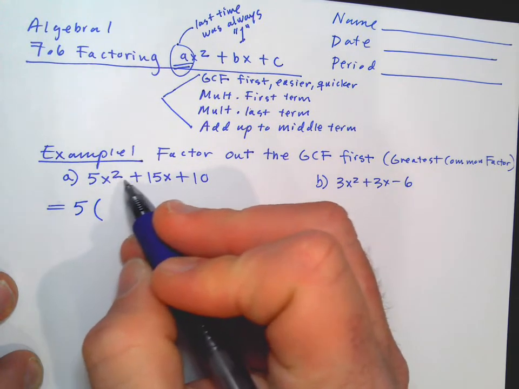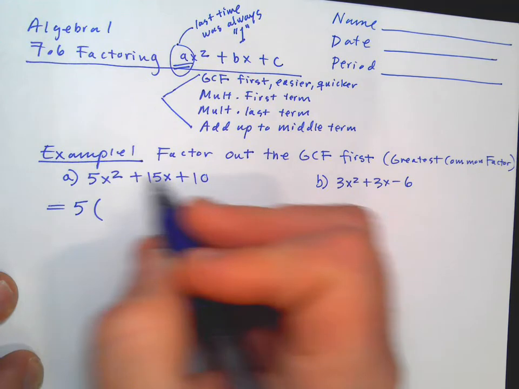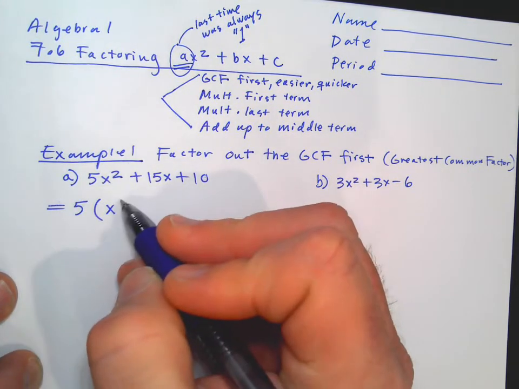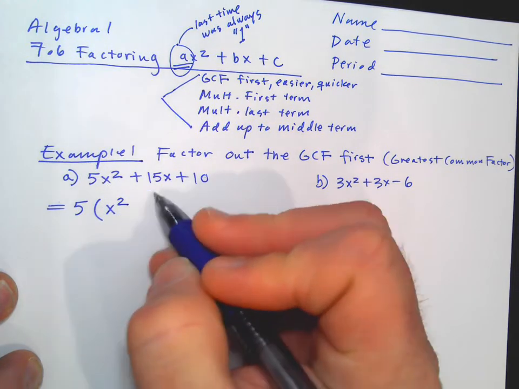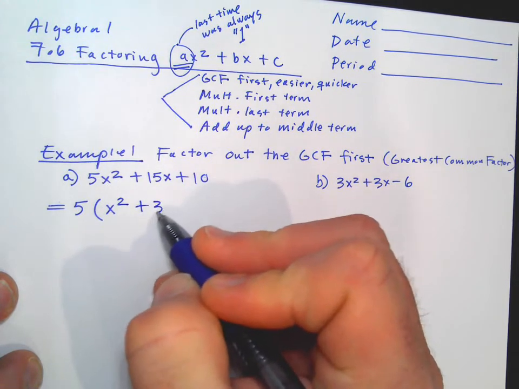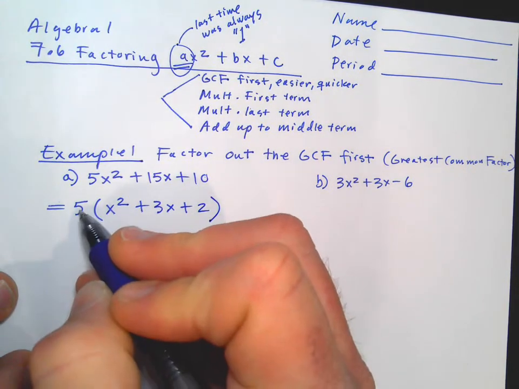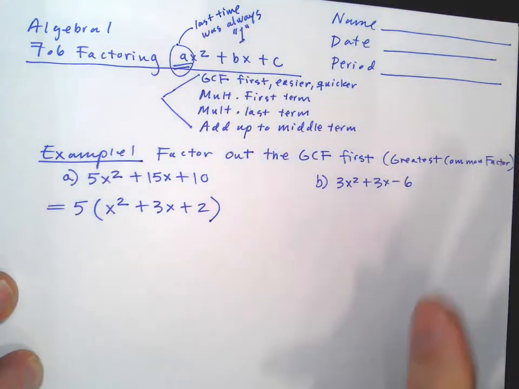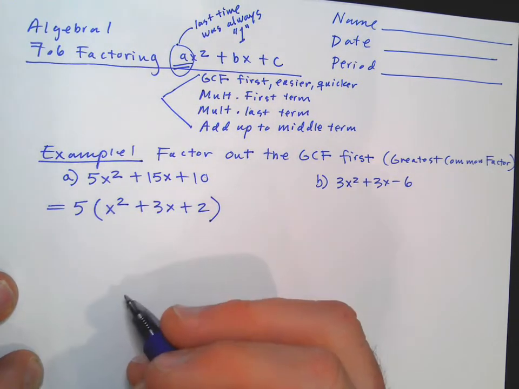How about an x? That one doesn't have an x. 5 is the biggest thing we could divide out of all of those. So we're going to divide it out. We're going to undistribute it, essentially put it out front. Divide a 5 out of that. There's x squared left. Divide a 5 out of that. There's a 3x. Divide a 5 out of that. There's a 2. And there's a 5 there. But there's parentheses. So, all this factoring is unmultiplying. So we're kind of undistributing.